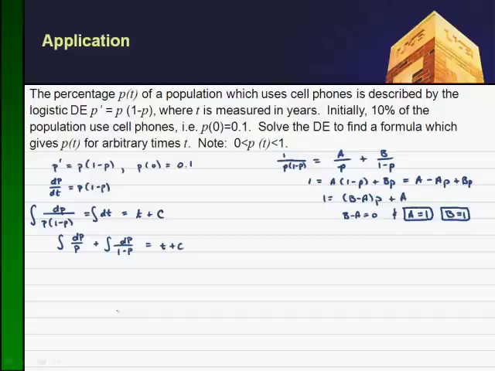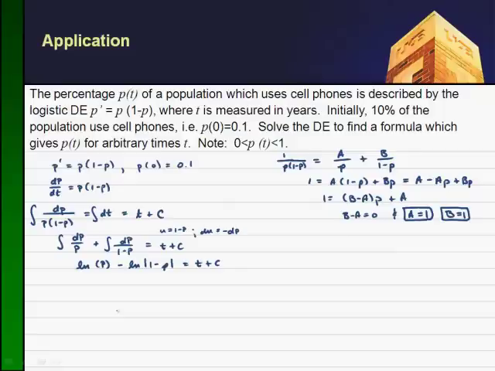Alright, so this is pretty straightforward. The integral of dP over P is just the natural log of the percentage, and of course it's always positive, so I'll just write this as the natural log of P. And here, if I let u equal 1 minus P, then I get du equals a negative dP, or a negative du is equal to dP. So I get the integral of a negative du, where the negative can come out, so I get the integral of du over u, which is the natural log of u, so this becomes a minus the natural log of the magnitude of u, 1 minus P, is equal to t plus C.